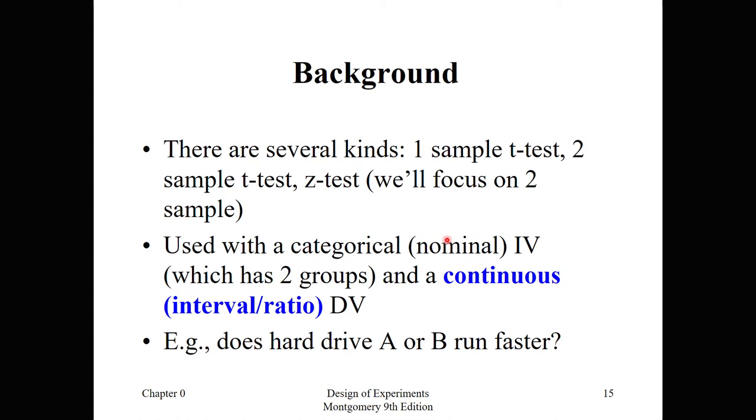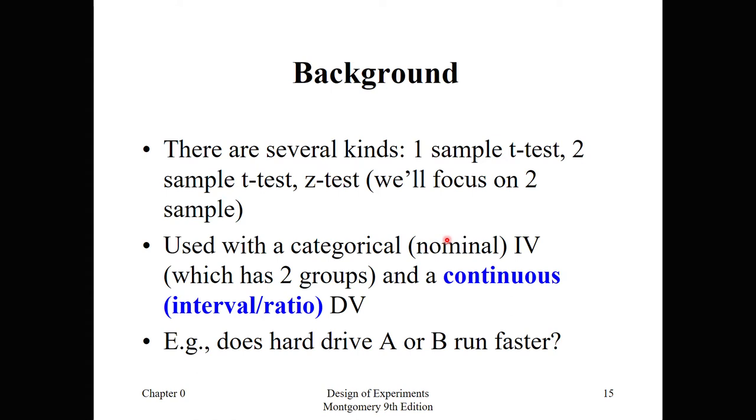Now the thing with t-tests or z-tests is you need your categorical variable to have just two different groups, and we're going to talk about a different analysis later on that doesn't require this, but for t-tests we need two groups. Another thing we could do with the one sample t-test is we could just have a single group and compare that single group to a fixed number. So we could say, does hard drive A run faster than a certain amount of megabytes per second or something like that, in which we would only have a single sample and compare it to a fixed quantity.